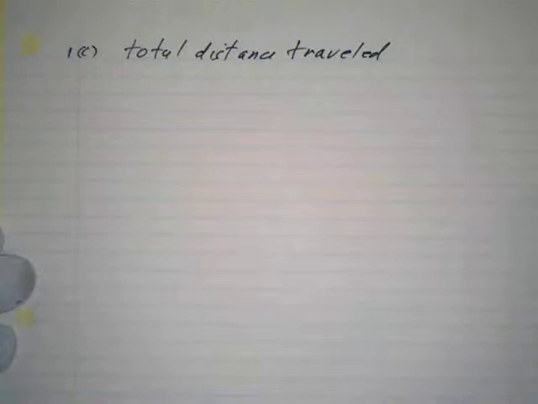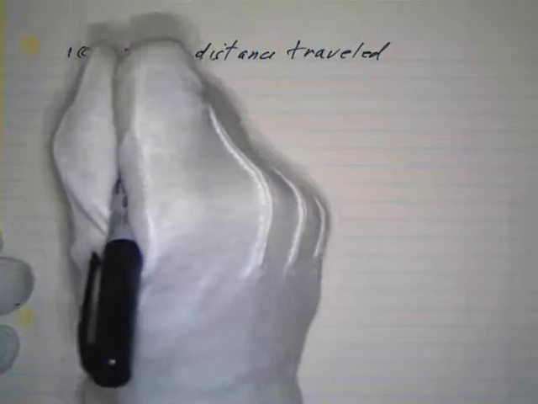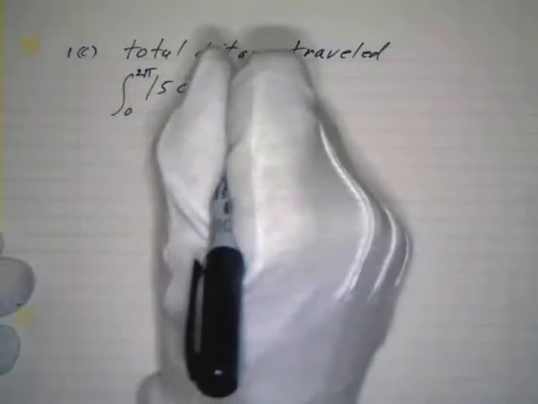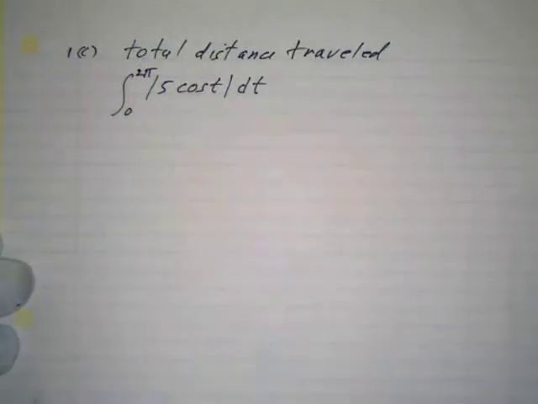The total distance traveled, we talked about this before, is going to be the integral from 0 to 2 pi of the absolute value of 5 cosine t dt.